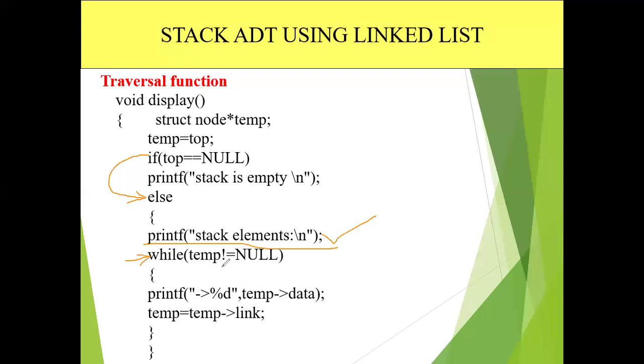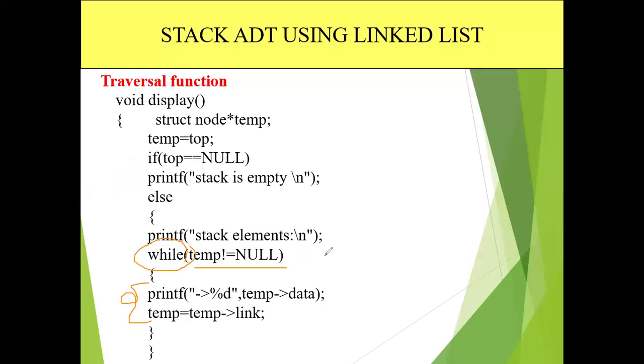Here we are checking one more condition using a while loop, temp not equal to null. This is a looping statement which indicates the following statements are going to execute continuously until this condition becomes false. For that, here we are using a while loop statement, temp not equal to null.